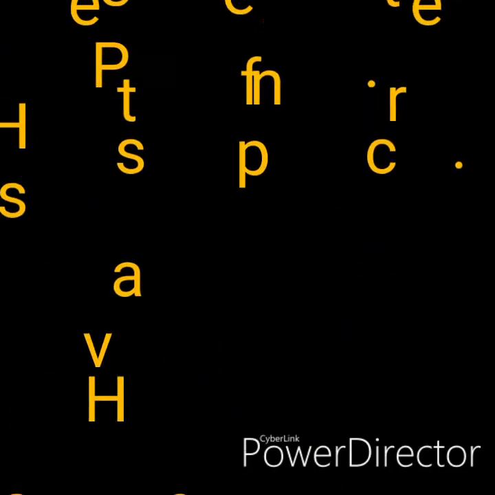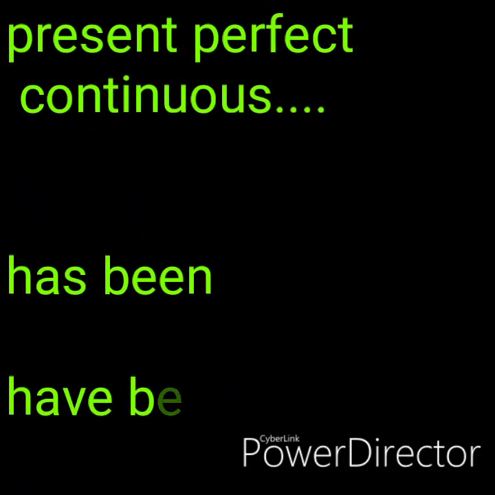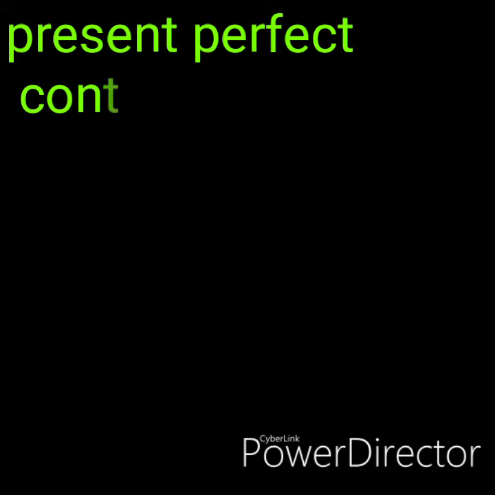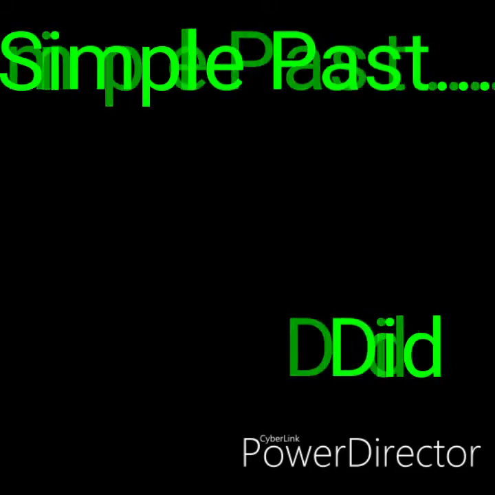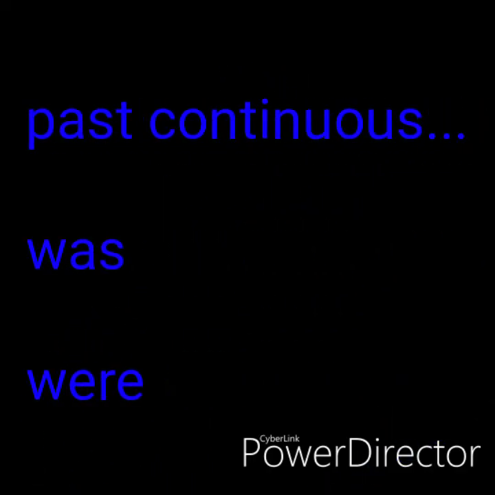The helping verbs of present perfect tense are has and have. The helping verbs of present perfect continuous tense are has been and have been. In simple past tense, we use did helping verb. Helping verbs of past continuous tense are was and were.